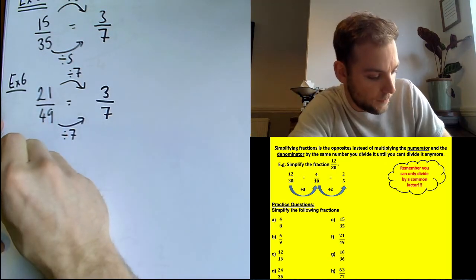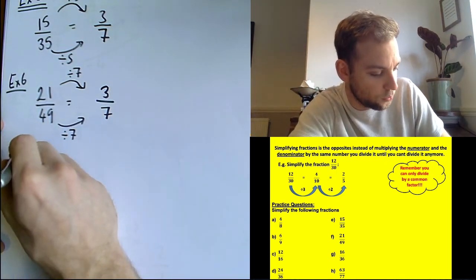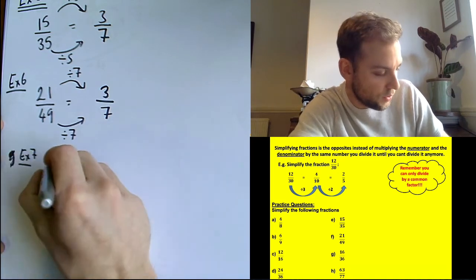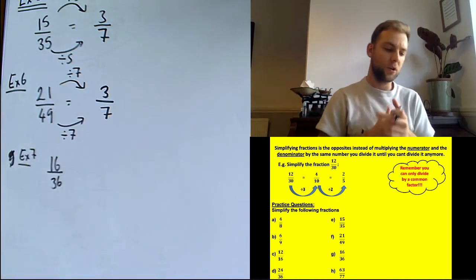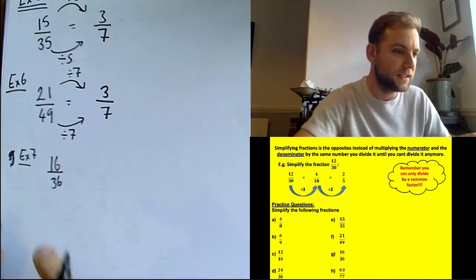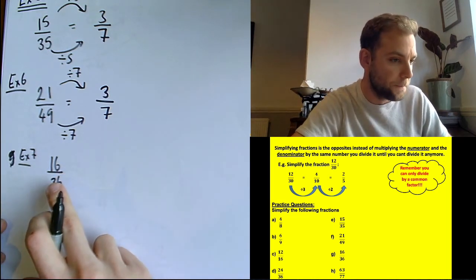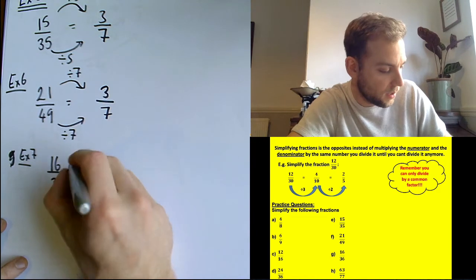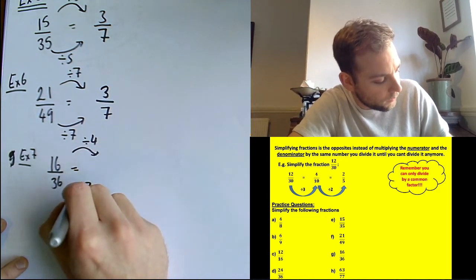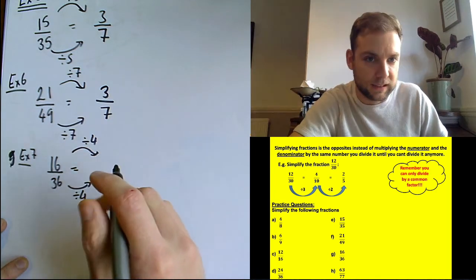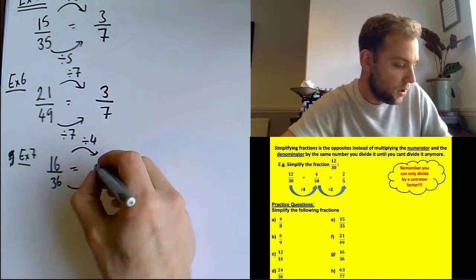So example 7. So 16 over 36. So what number goes into both of these? Well, you can see that 4 goes into both of these. So let's start with that. So divided by 4, divided by 4. How many times does 4 go into 16? Well, 4 goes into 16 4 times.